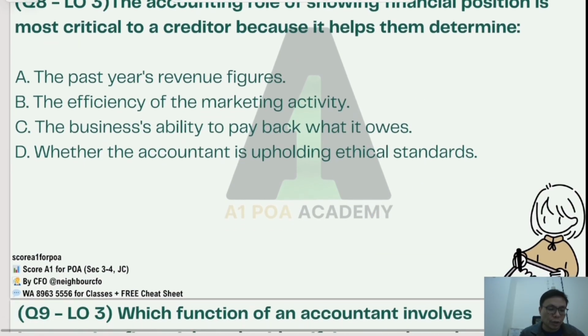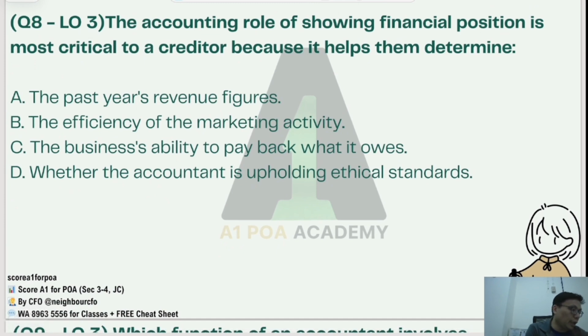Next, we come to question 8 under LO3. In this instance, the question asks, the accounting role of showing financial position is most critical to a creditor because it helps them determine as follows. First and foremost, you have to imagine you are the creditor. You are the supplier who provides goods and services to the company and the company owes you money. So wearing the hat of a supplier, what is your vested interest? Are you very concerned about the past year revenue figures of the company?